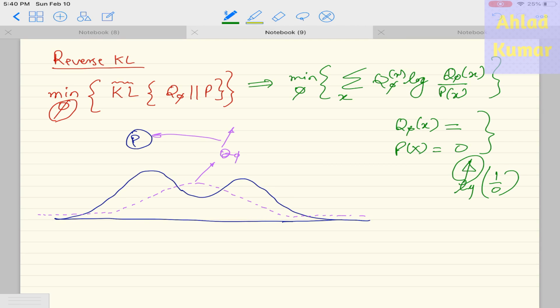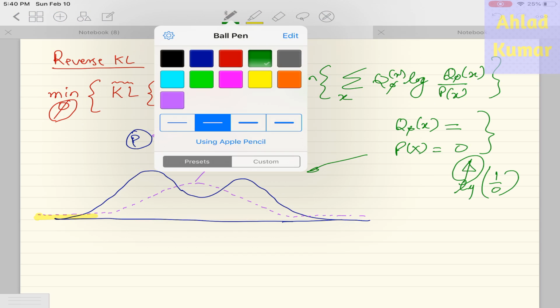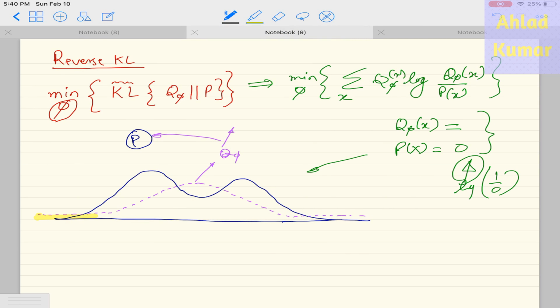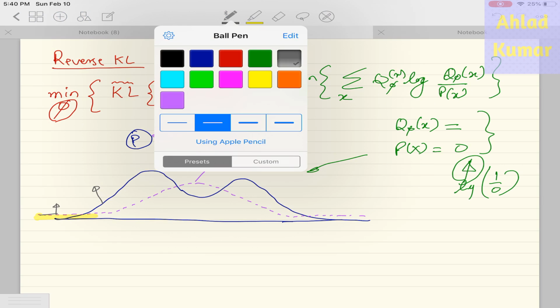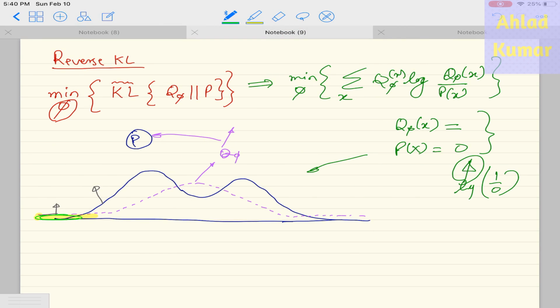So where is this situation happening in this curve? It is happening in the areas over here. You can see that our P is 0 over this point, but Q has some value still there. As a result, the KL divergence in this region is very high. Here it is infinity. The KL divergence is infinity in this region, and similarly here also.